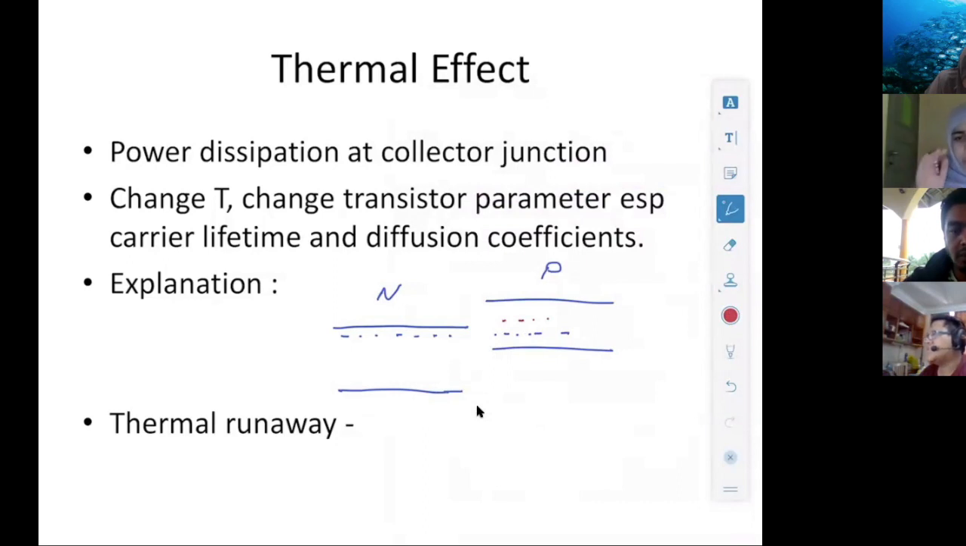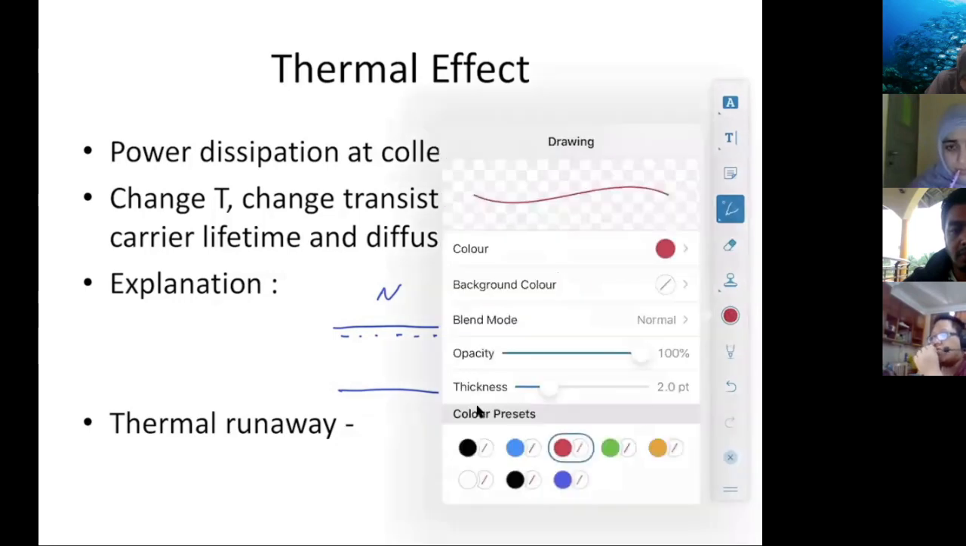Ma'am, we have to shift the P downwards. Yeah, shift the P downwards, because the N should be up, therefore relatively the P is down, right? Yes, ma'am. So you're right.